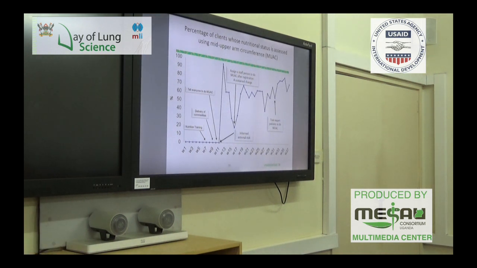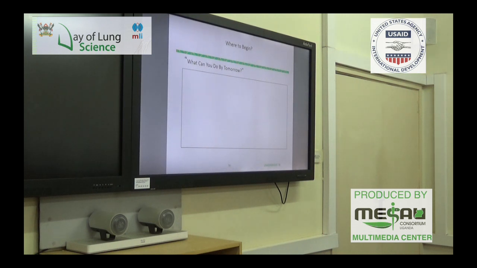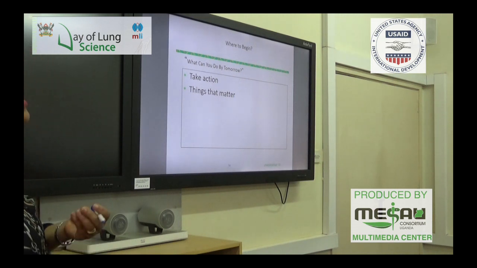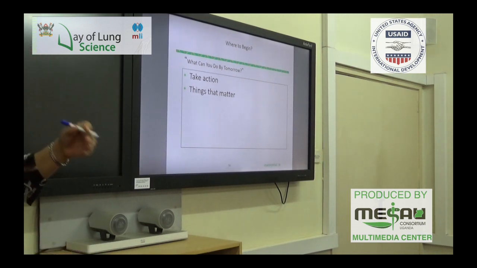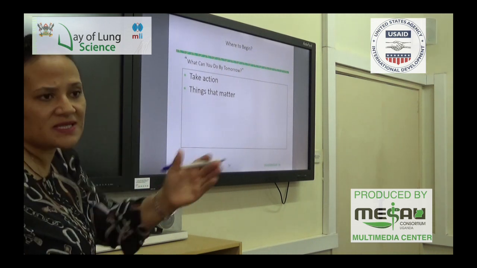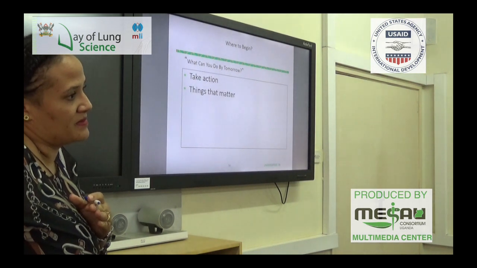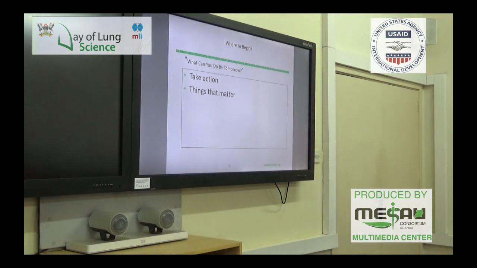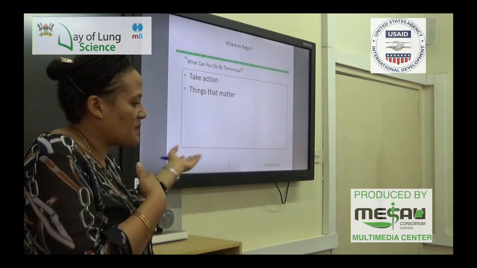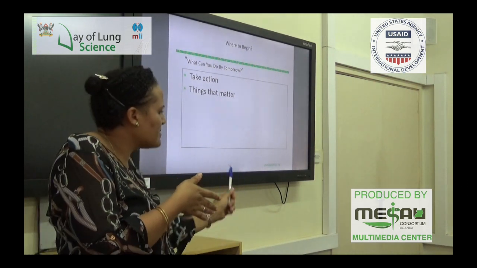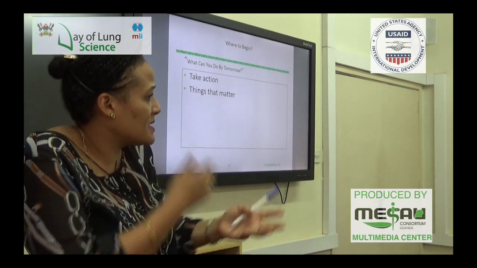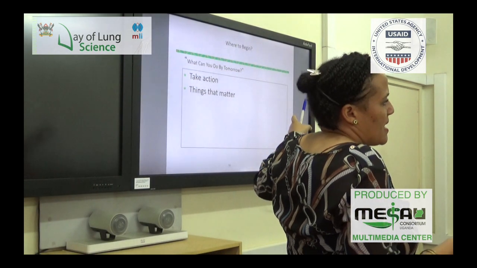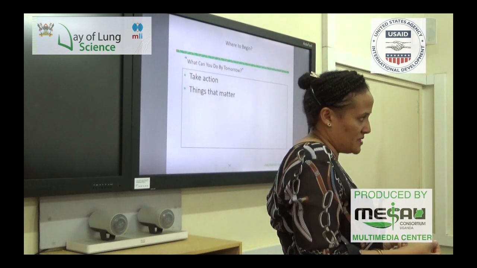So when we talk about QI, in terms of where to begin, we want you to start with what you can do by tomorrow. Take action, focus on the things that matter. I know there's a lot that can be done, and that's why I keep saying, isolate the key elements that are necessary for the health worker for TB care. Yes, we would like to have the BMI done, the weight taken, even calculate the bioimpedance. But I also know that I can quickly assess a patient's nutrition using MUAC.